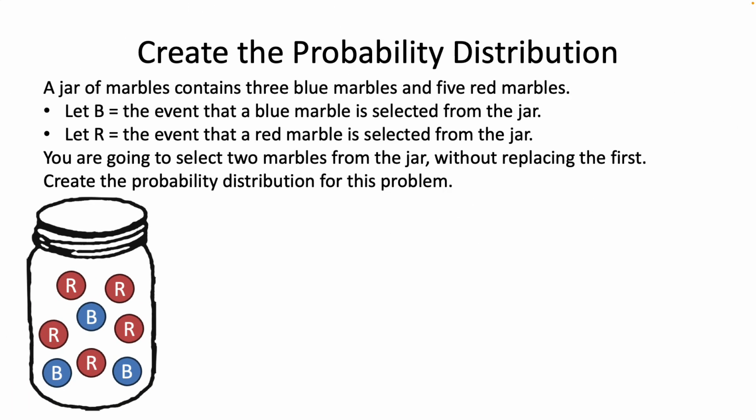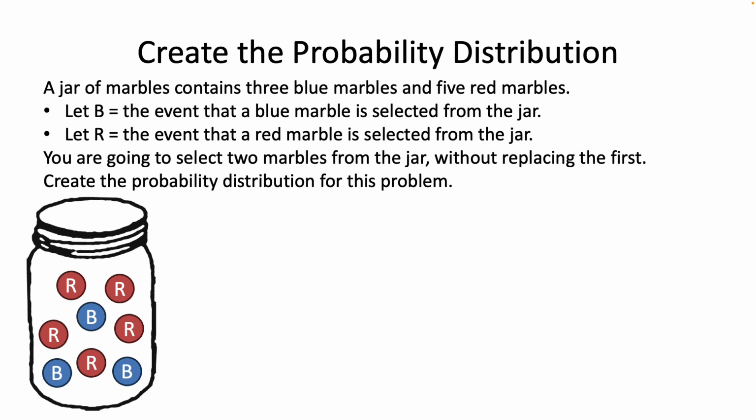A jar of marbles contains 3 blue marbles and 5 red marbles. We'll let B represent the event that a blue marble is selected from the jar, and let R be the event that a red marble is selected from the jar. You're going to select 2 marbles from the jar without replacing the first. Create the probability distribution for this problem.